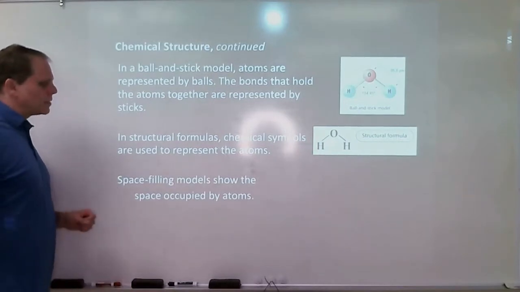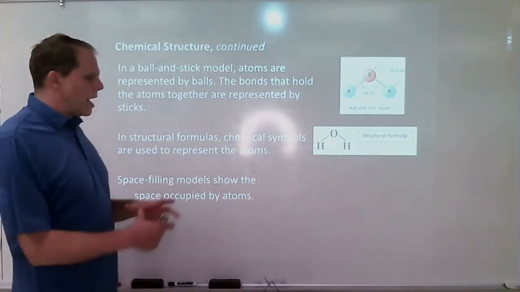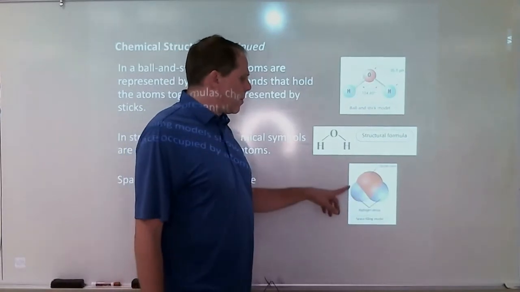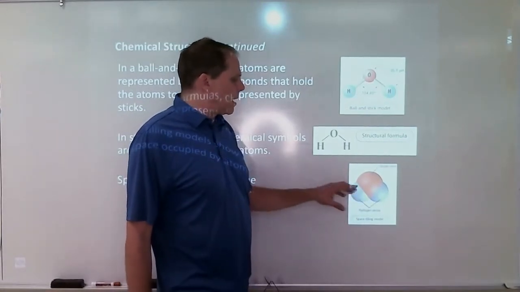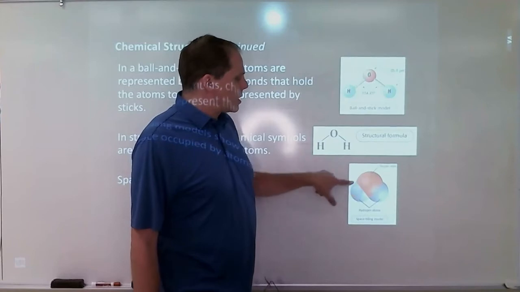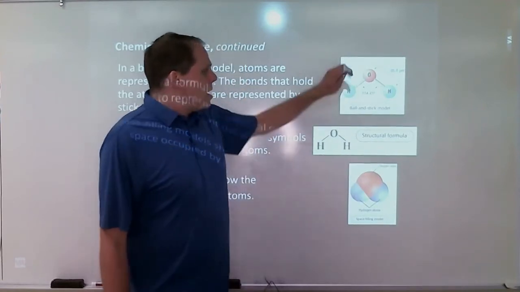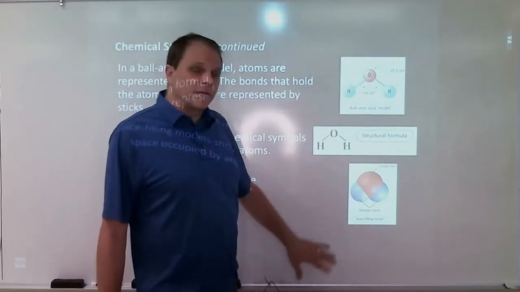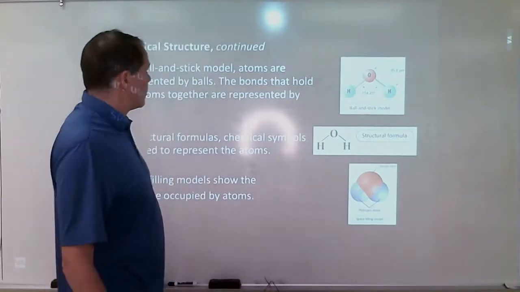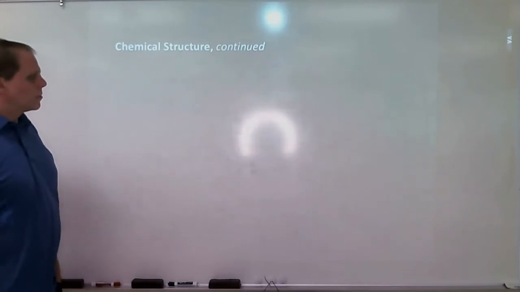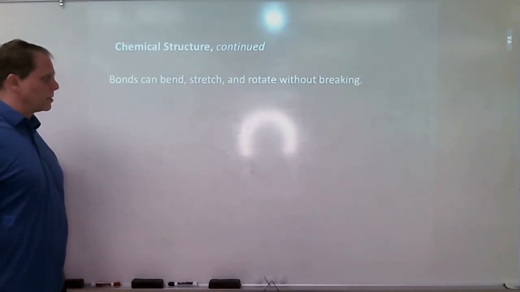And then I can have a space filling model, and this is showing the actual space filled by the atoms. So my hydrogen is filling up all that space, and it's combining with my oxygen, and my oxygen and hydrogen are sharing a certain space inside there. So we've got ball and stick, structural, and space filling model. Those are three models that I want you to become familiar with, okay? Three different ways to show the structure of chemicals.